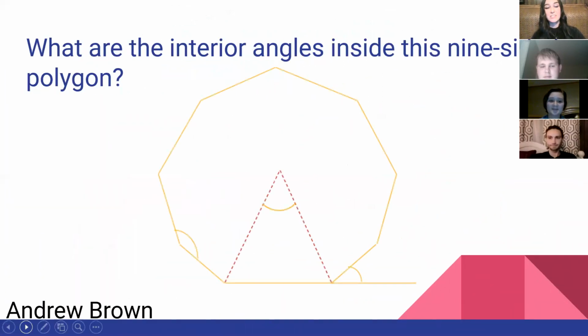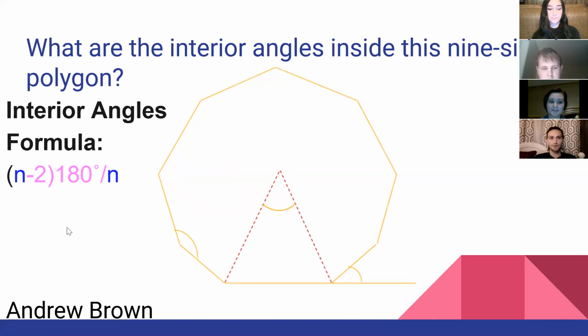I've got a question for you now, Andrew. What are the interior angles inside of this 9-sided polygon? Well, to figure out this question, we will also need to use the interior angle formula.